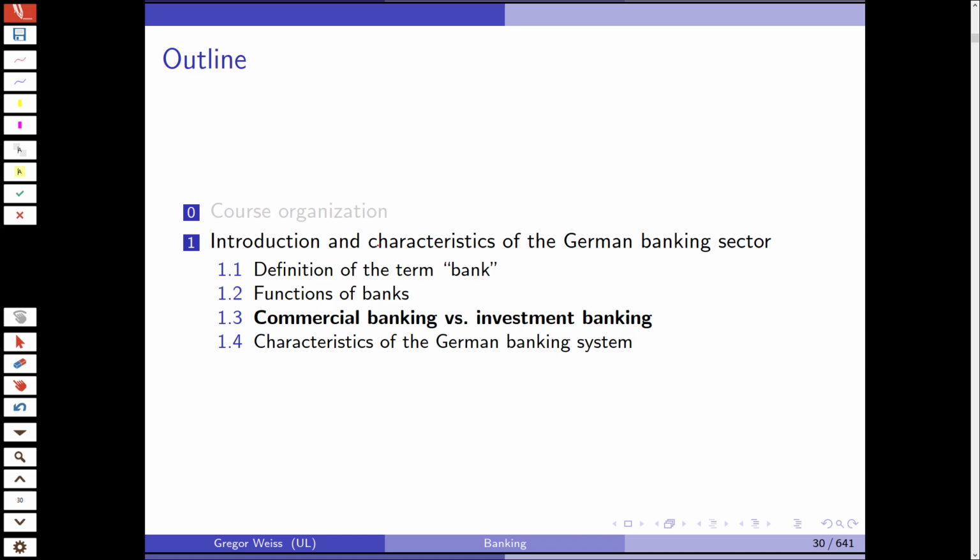Does anyone know what the difference is between commercial and investment banking? When I studied, like you, I didn't learn what the difference is between a commercial bank and investment bank. What is Sparkasse? Commercial bank, investment bank. Sparkasse is commercial. What is Deutsche Bank? Tricky, it's both. Commercial banking can be defined, sometimes also traditional banking, lending business. Commercial banking is deposit and loans, taking deposits and granting loans.